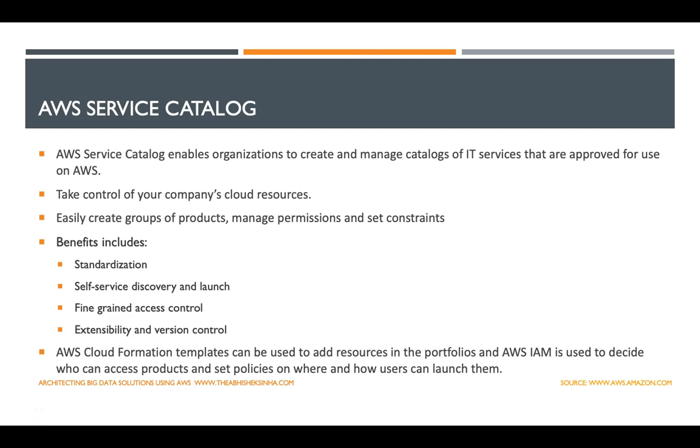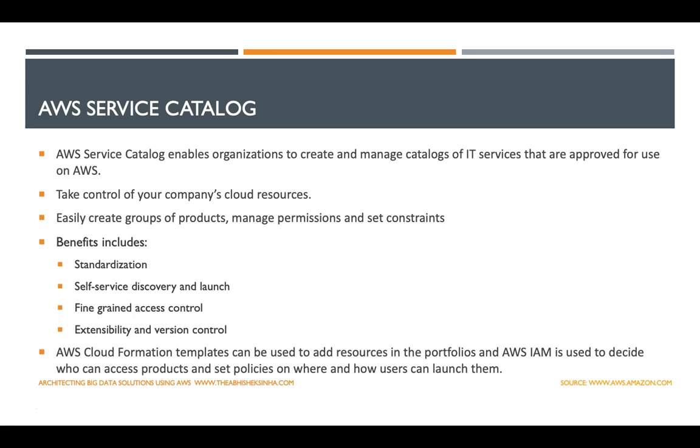In this lecture, we are going to talk about AWS Service Catalog. AWS Service Catalog is a service that provides a single location where an organization can centrally manage catalogs of IT services. You can enable your organization to create and manage catalogs of IT services that are approved for use on AWS. Let's say you have a certain set of services that you want to enable your employees to use from AWS. You can make a list out of it and create a catalog out of it.